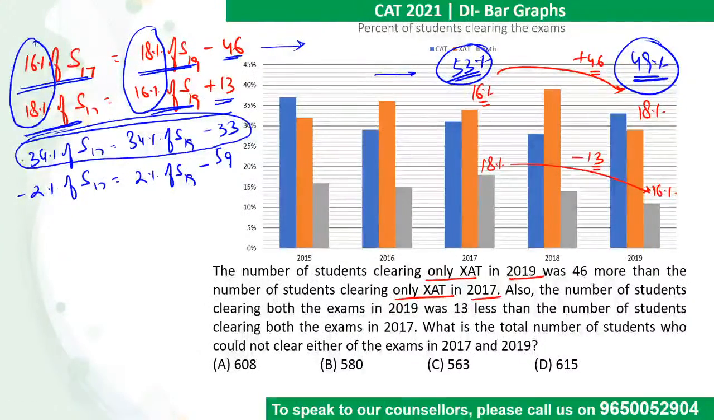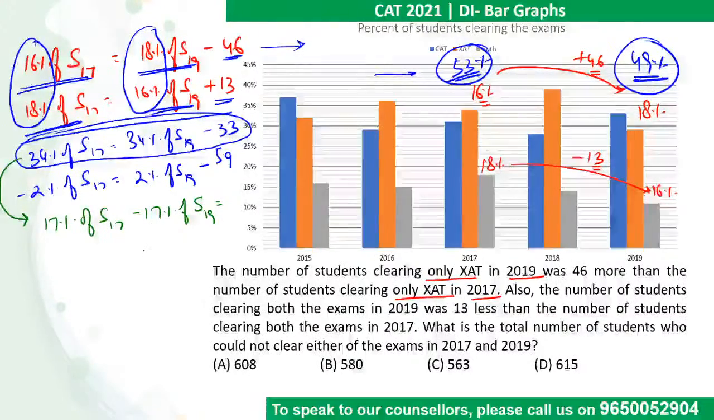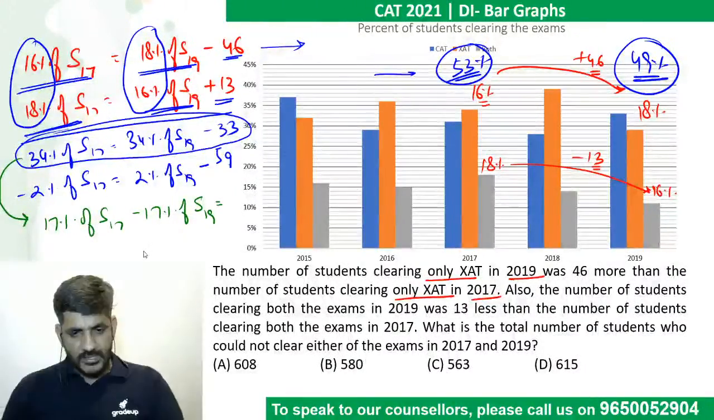ध्यान से देखिएगा, थोड़ा सा स्मार्ट वर्क कोशिश कर रहा हूं मैं करने की. कैसे? Can I say from here that 17% of S17 minus 17% of S19 is equal to... नहीं हो पाएगा शायद, ये प्लस 17 होता तो शायद बात हमारी बन जाती, but this is difficult. नहीं हो पाएगा. I thought probably we can do something good here to make the calculations easy, but no, that cannot be done, I think.